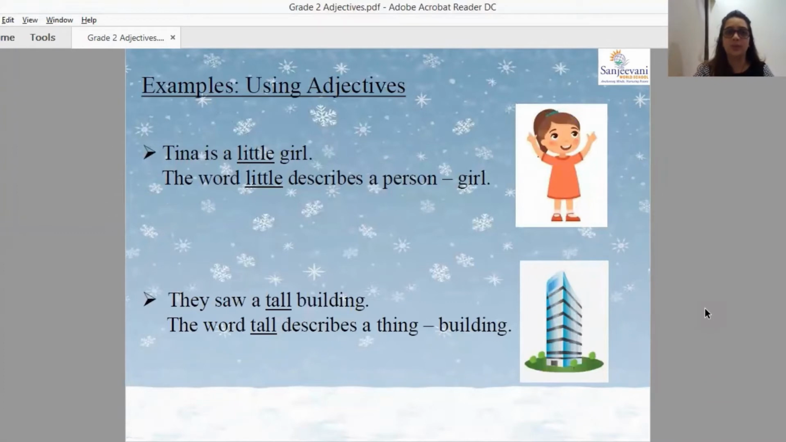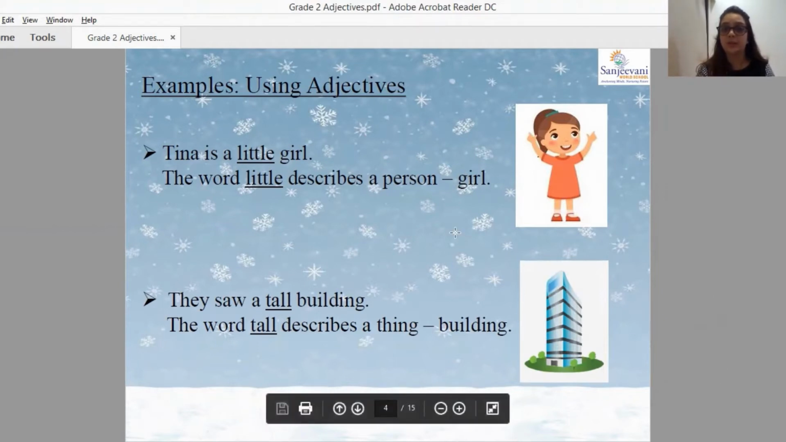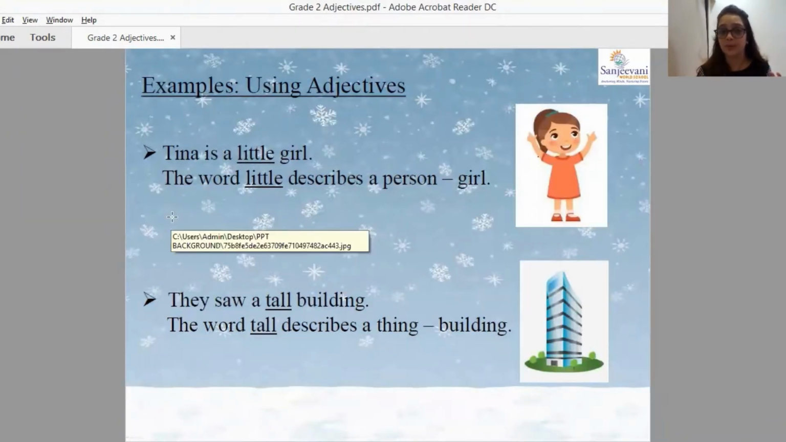Next, let's use more words. Tina is a little girl. Over here, Tina has been described as little. She's a little girl. The word little means describing what? It means adjective. Okay? Because first of all, it's a person. We are talking about a person. Second thing, it is telling more about the girl, that she's little. Her height is little or she's small.